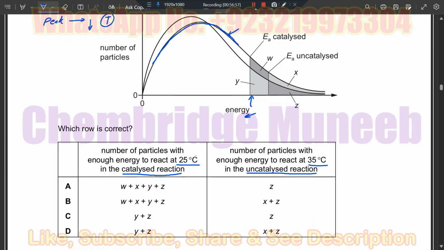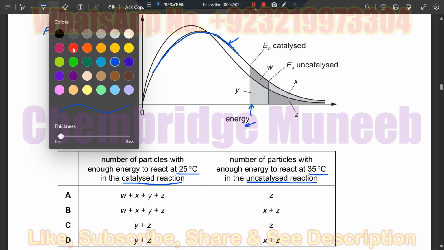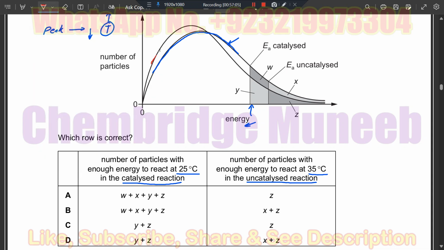So if we look at the first column at 25 degrees centigrade, then the peak which I am going to label should be the peak we have to select, the one on the left side with the higher value, and it should be catalyzed. The catalyzed position is over here, so it should be this portion. So this portion says that Y and Z are there in the presence of the low temperature and in the presence of the catalyst, because this portion indicates the number of particles with enough energy.